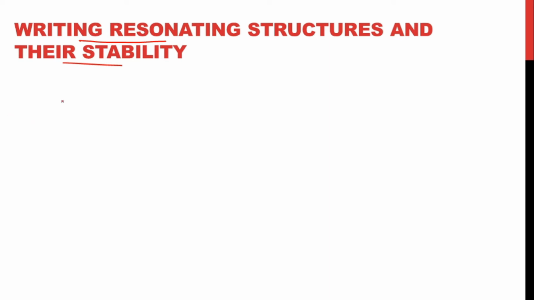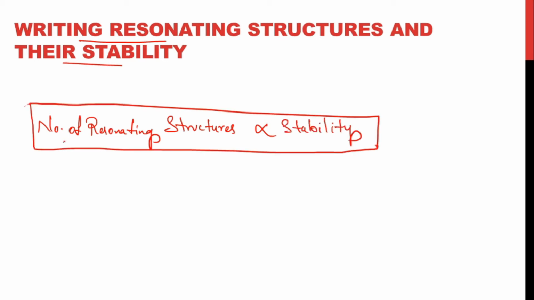Before that, I want to mention one point. Number of resonating structures is directly proportional to the stability. Okay, more the number of resonating structures, higher will be the stability of that molecule. Fine, now we'll start writing the resonating structures for different molecules. We'll start with a molecule which has a pi and a pi bond in conjugation.